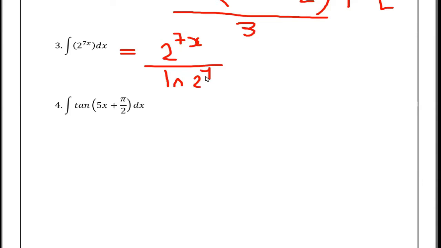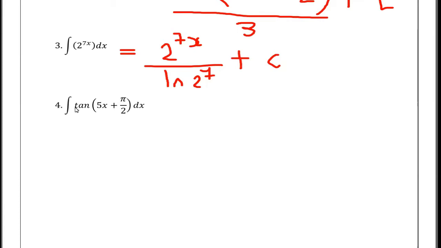Plus some constant of integration. So I'll just write plus c. Very easy. Now how do you integrate tan? When you differentiate tan, you get sec squared. But when you integrate tan, what do you get?